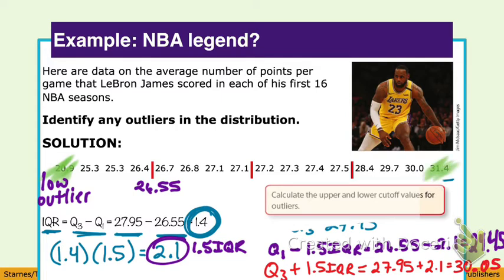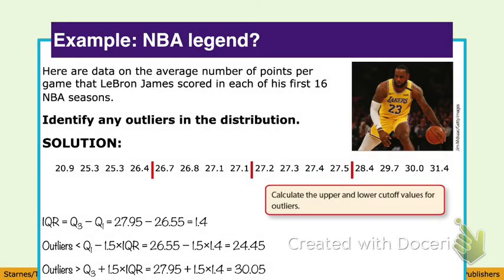So we have two outliers here. We have one on the lower side and one on the upper side. And so LeBron James had two outlying seasons. He had his rookie season, and then apparently that 31.4 was actually an outlier as well. It didn't look like an outlier visually, but it actually is. So sometimes it can go either way. So that's how we identify an outlier.